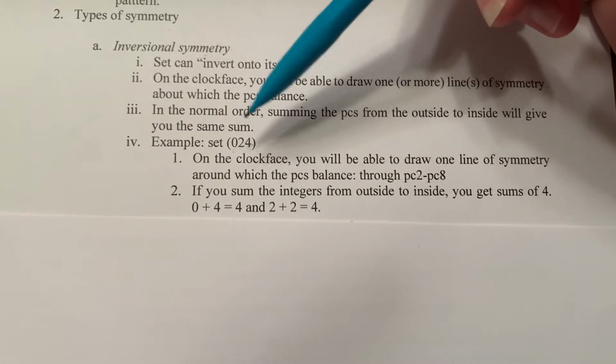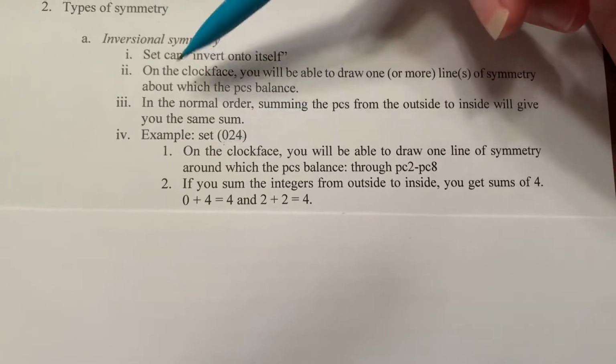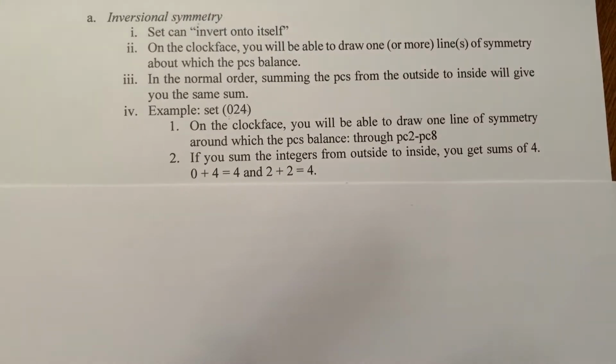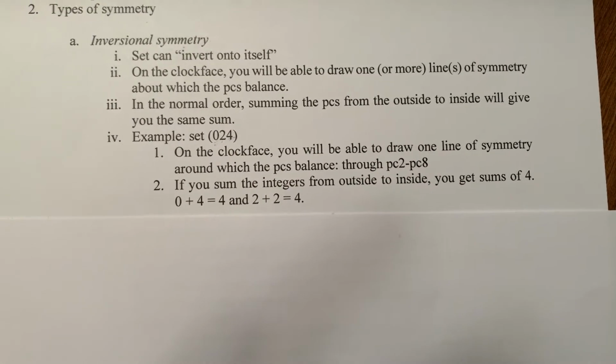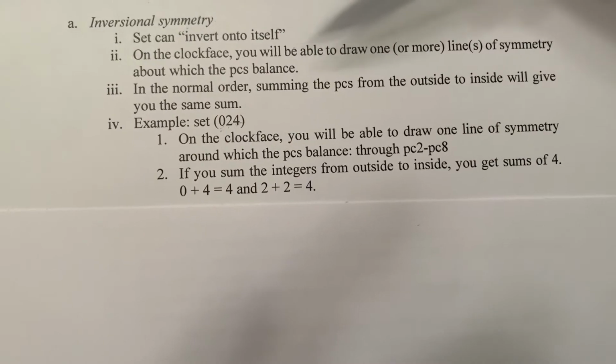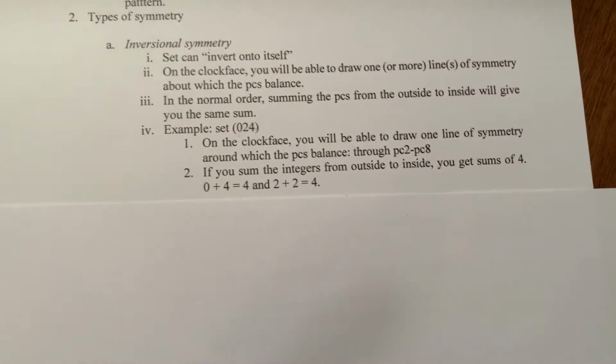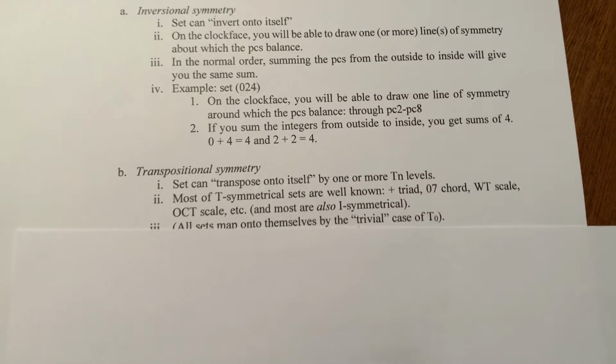By the way, I'm kind of moving back and forth between the normal order and the prime form here because it's the same kind of issue. When I'm thinking about set symmetry, I'm actually thinking in kind of an abstract sense. So I can use the integers from the prime form, or I can use actual integers like in a normal form or a normal order. All right, so that's inversional symmetry.